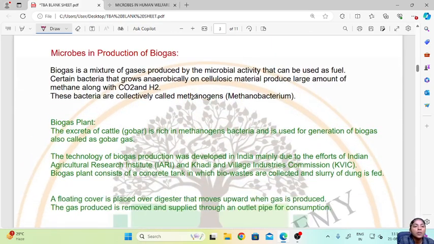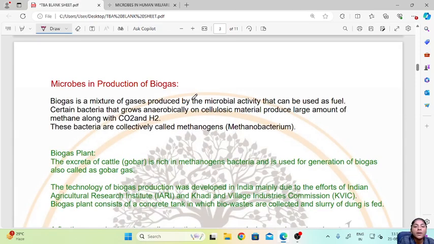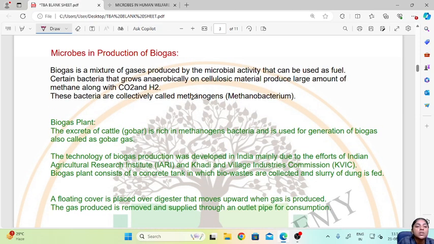Then talking about the microbes in production of biogas. So we saw just now that biogas is a mixture of methane, hydrogen sulfide and carbon dioxide. So it is a mixture of gases produced by the microbial activity that can be used as a fuel. So biogas is basically a type of fuel. Then certain bacteria that grow anaerobically on cellulosic material produce large amounts of methane along with carbon dioxide and hydrogen. So these basically constitute the biogas. Then these bacteria are collectively called the methanogens or the methanobacterium.